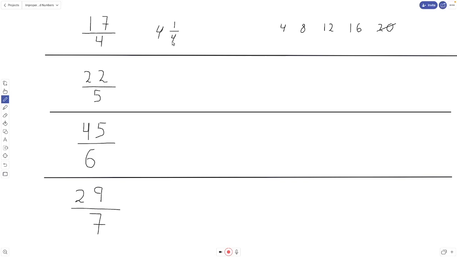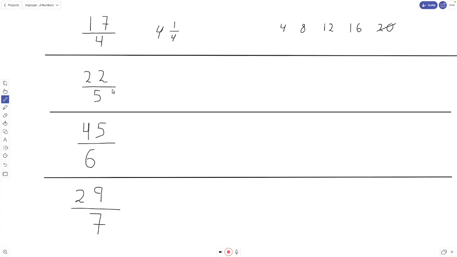All right, think of this as dividing with remainders, basically. You're asking yourself, how many times does the bottom number go into the top number, the denominator into the numerator, and then what is the remainder? And you write that as a fraction. All right, let's try another one.